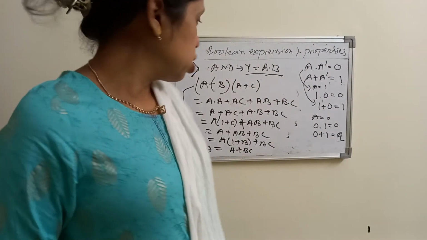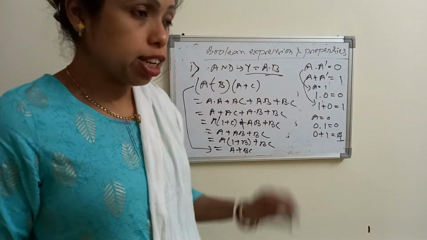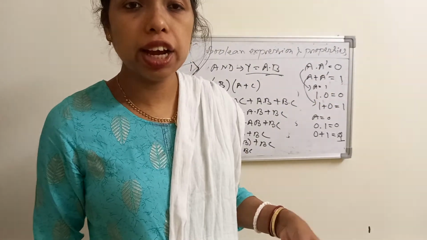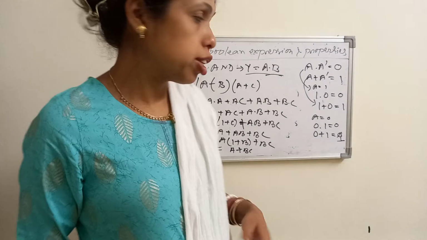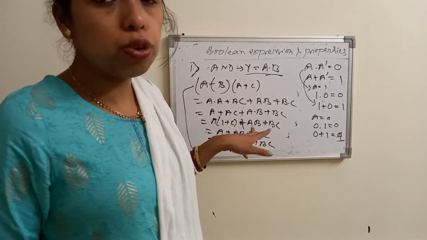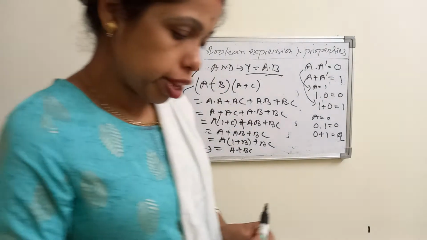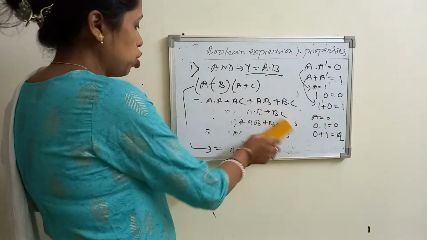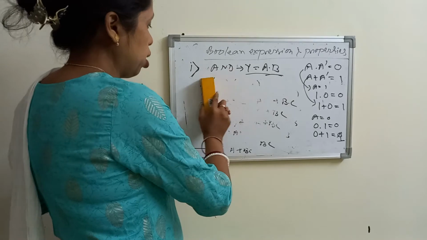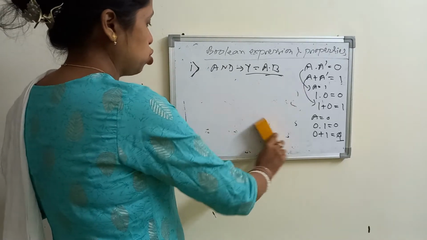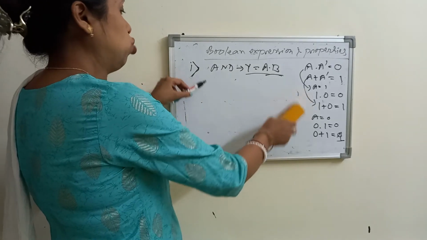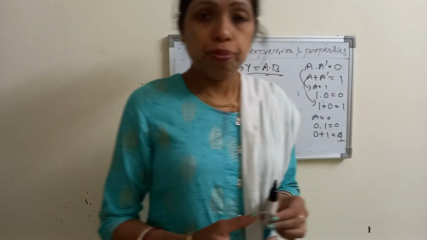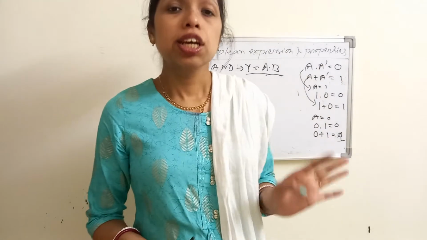Clear? So these are some of the properties I discussed. First I told that if you have a single input, some properties are there. If you have two inputs, some properties are there. If you have three inputs, some properties are there. So you have to remember those properties. If you remember those properties, you can minimize expressions. Suppose you have A plus B into A plus C, it can be reduced to A plus BC.